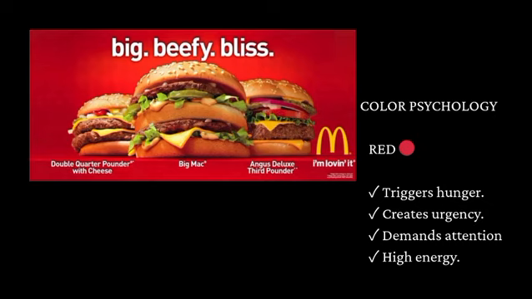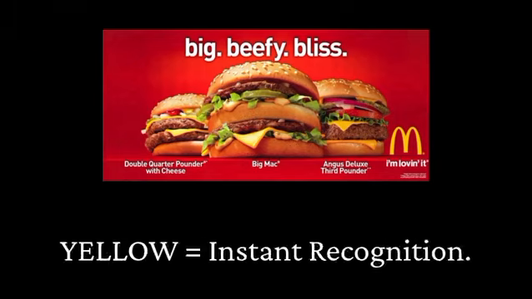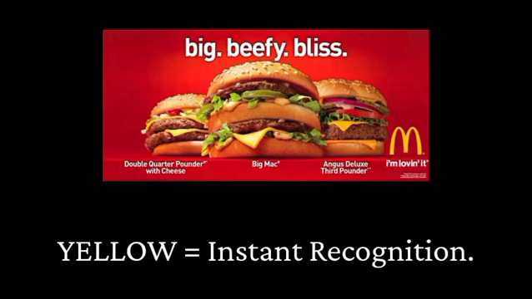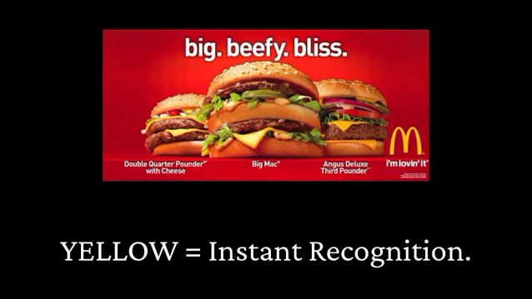Number 1, color. Look at this advert. What hits you first? That intense, vibrant red background. Red is a high energy color that psychologically triggers hunger and excitement. It's impossible to ignore. Combined with the golden yellow of McDonald's arches, these are the exact colors your brain associates with fast food. The golden yellow of McDonald's logo, instant brand recognition. These bold, warm colors make this advertisement impossible to miss.